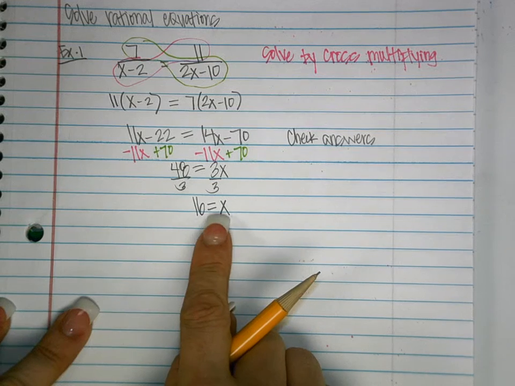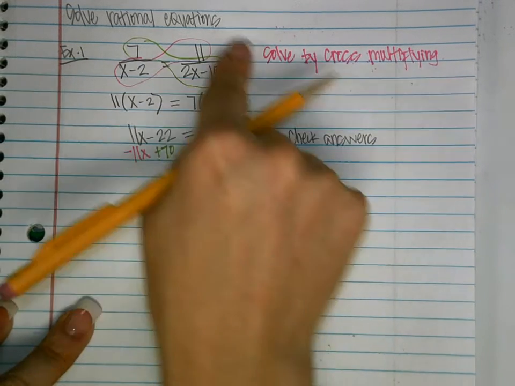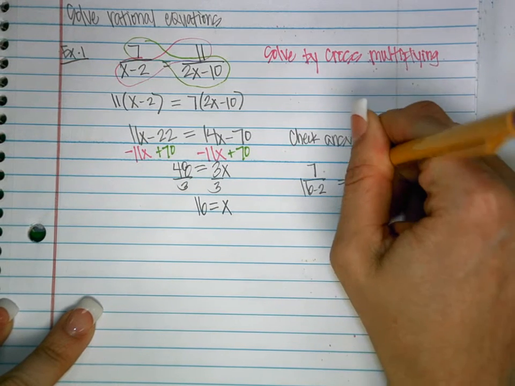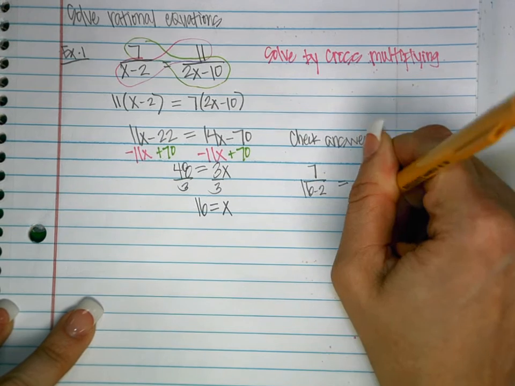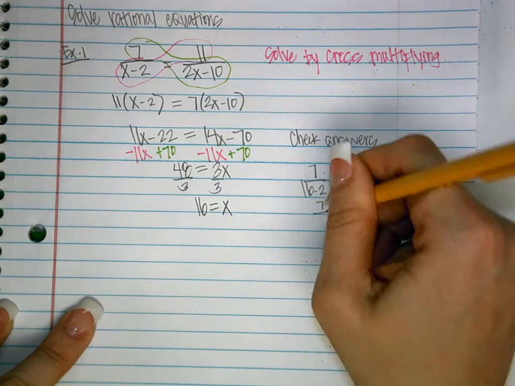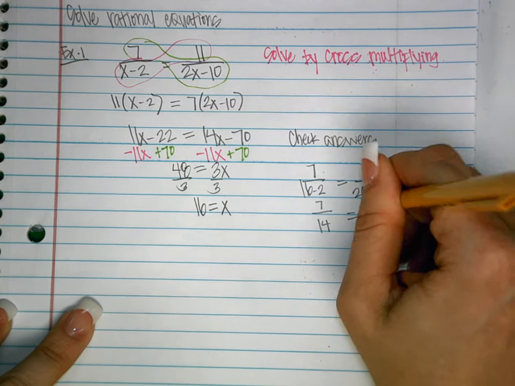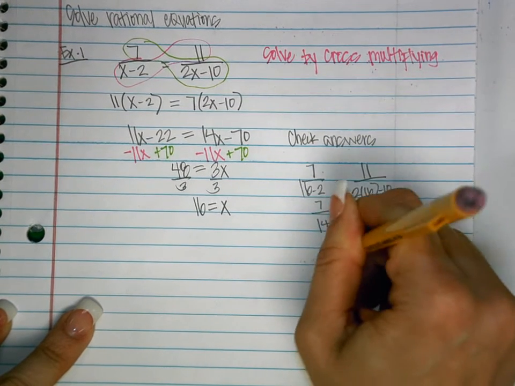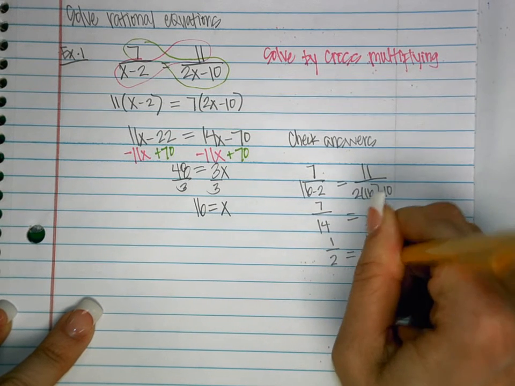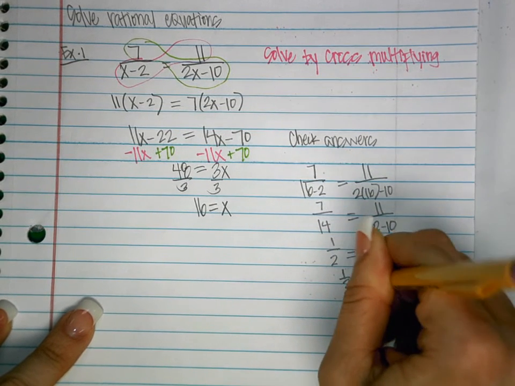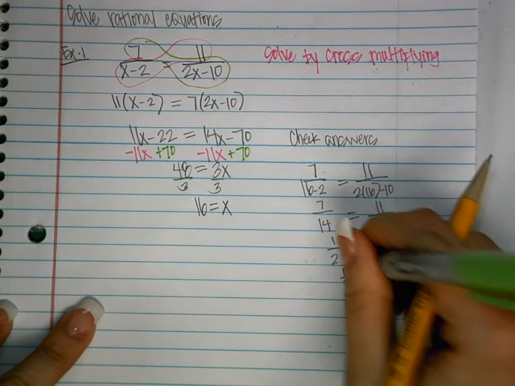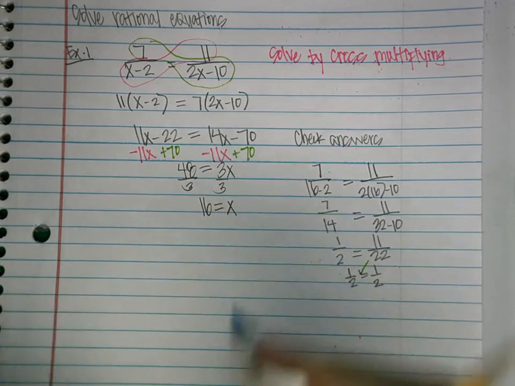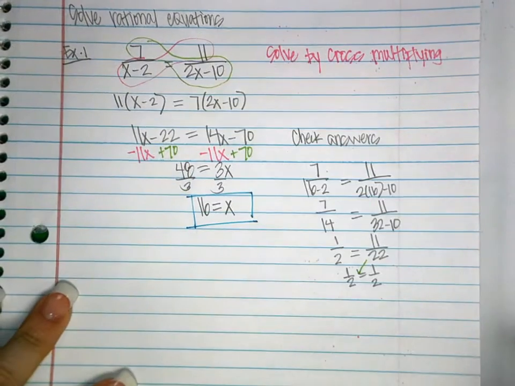Checking the answers means I'm going to plug 16 into my original equation. So 7 over 16 minus 2 equals 11 over 2 times 16 minus 10. So 7 over 14, is that equal to 11 over 32 minus 10? 1/2 equal to 11 over 22. Is 1/2 equal to 1/2? Yes. So that one works. That's telling you that this answer is a true solution. You have to check all of your answers.